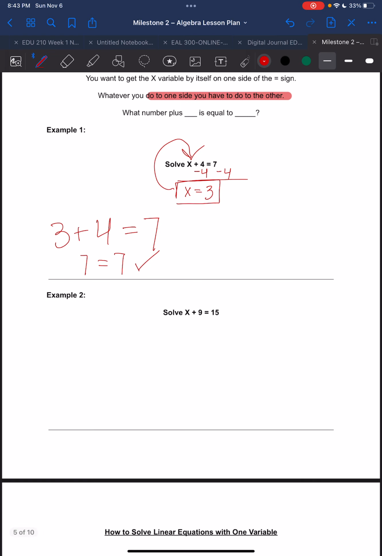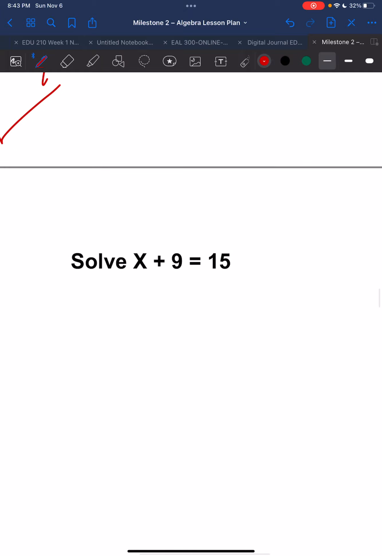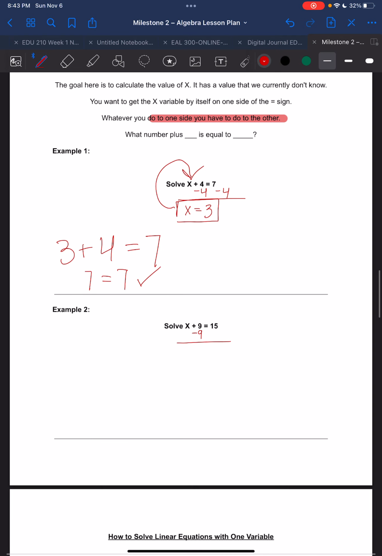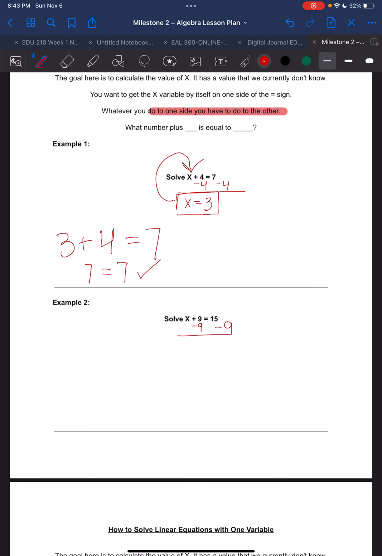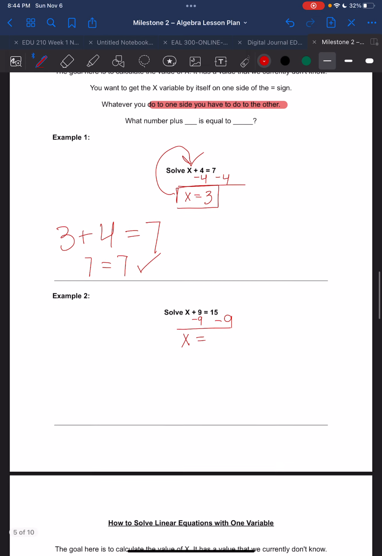Example number 2, solve x plus 9 equals 15. Once again, I need to isolate the x variable, so I will subtract 9. Now I know once again that whatever I do to one side, I have to do to the other. I have now isolated the x variable. 15 minus 9 we know is 6.